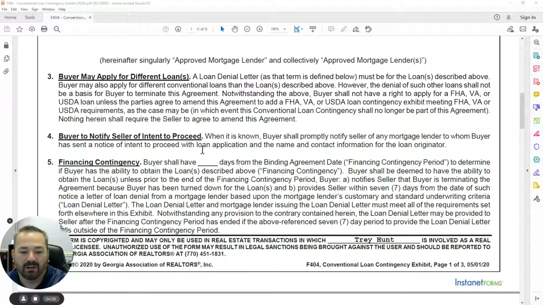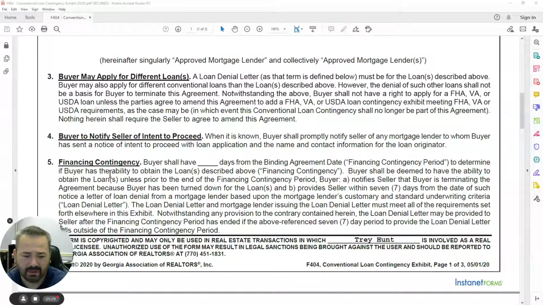The buyer shall have blank number of days from the binding agreement date to determine if they're going to get denied. So what's typical in here? I would say for your average lender, 28 to 30 days is probably a good number to put in there. A couple of caveats to that. If you want to be more competitive, that needs to be shorter, but make sure the lender tells you they can get it done in that time frame.